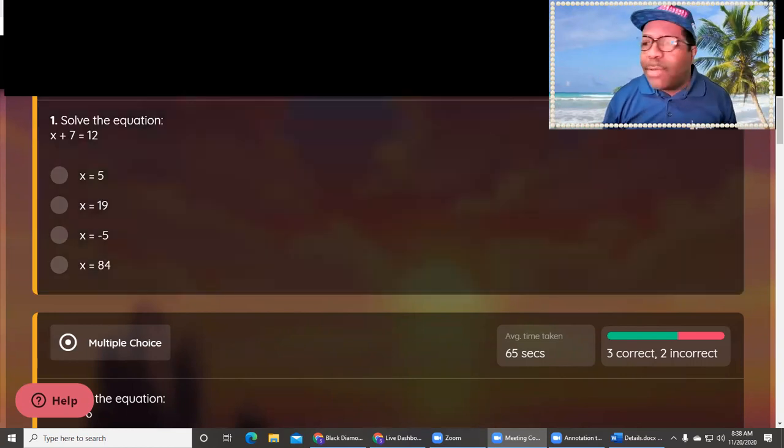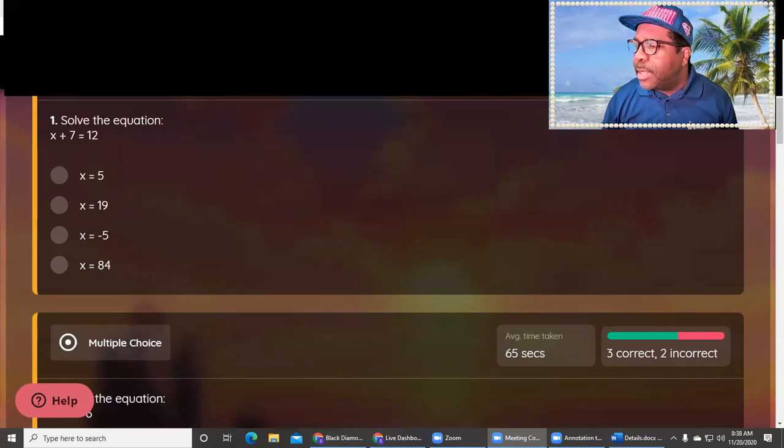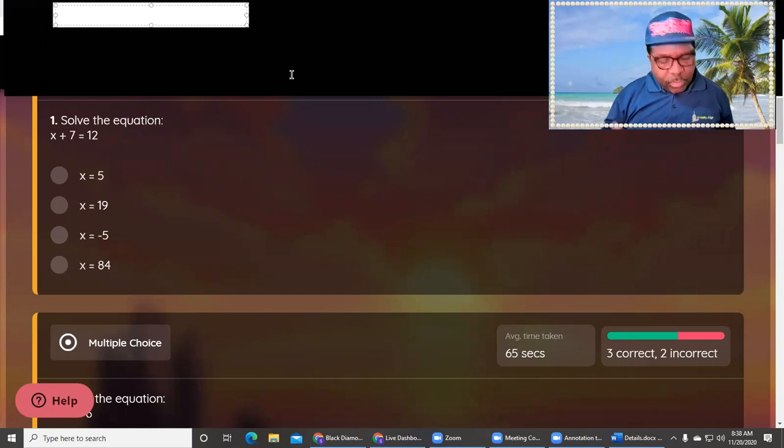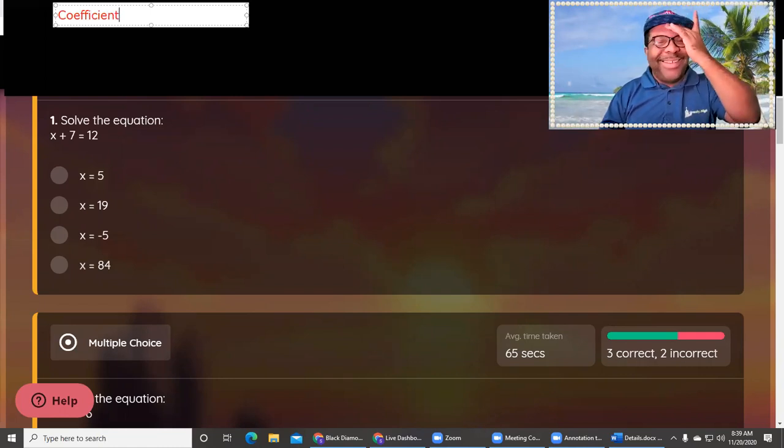First of all, I want to give a little context here. So let's do that. We'll go with text. Two words I want to go with very quickly: coefficient, and I may have spelled that wrong.